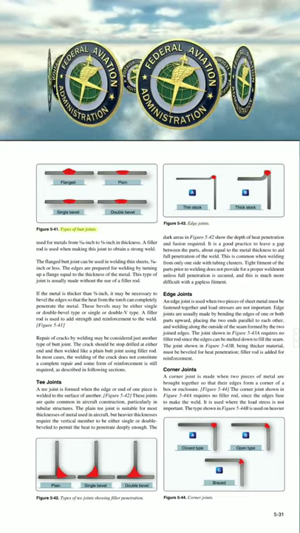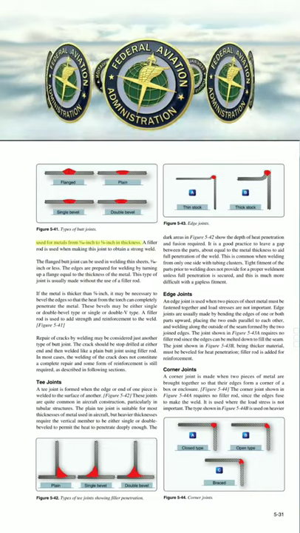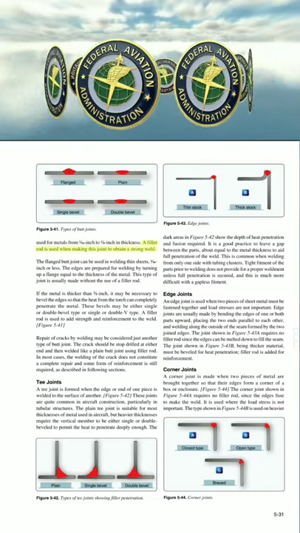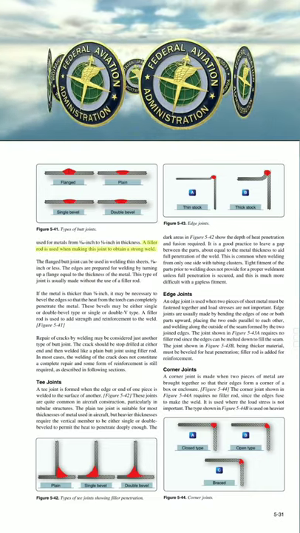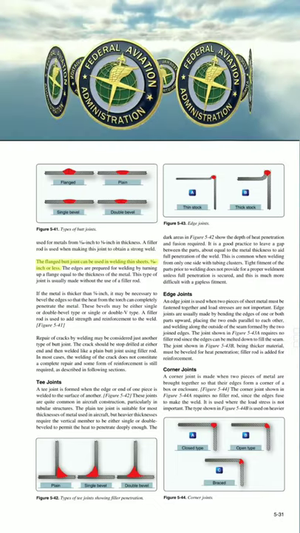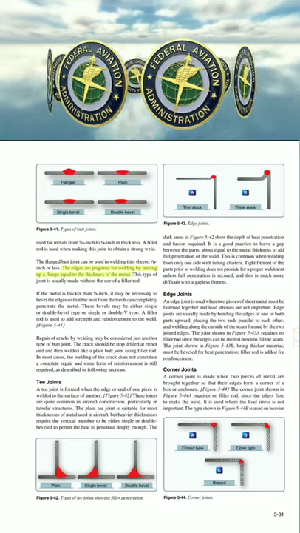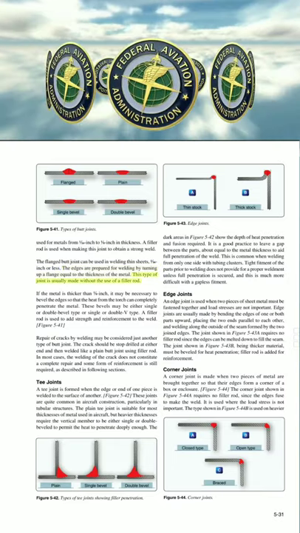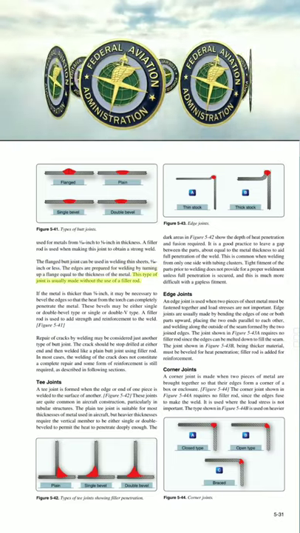Types of butt joints. The plain butt joint is used for metals from 1/16 inch to 1/8 inch in thickness. A filler rod is used when making this joint to obtain a strong weld. The flanged butt joint can be used in welding thin sheets, 1/16 inch or less. The edges are prepared for welding by turning up a flange equal to the thickness of the metal. This type of joint is usually made without the use of a filler rod.